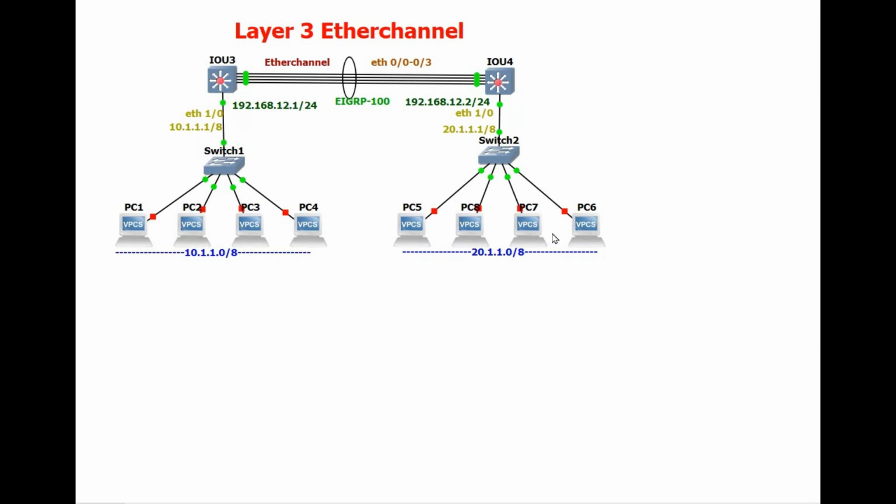In this video we will see the configurations of the layer 3 EtherChannel. As you can see in the topology over here, we have two layer 3 switches and two layer 2 switches and a couple of PCs. You can see the IP address for this LAN network and this 20.1.1.1 network.